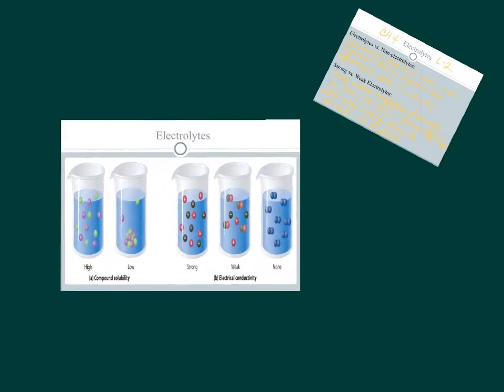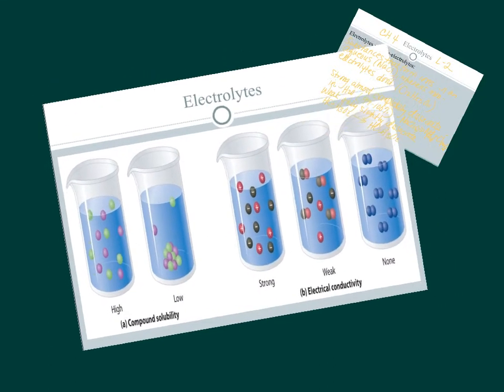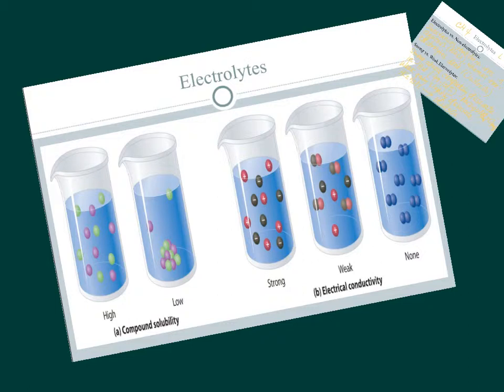Okay, so an example of this is this diagram right here. Here you have solubility, meaning dissociation, high versus low. You can see where the molecules completely separate, and here they're still clumped together. So we're going to have varying differences in electrical conductivity.